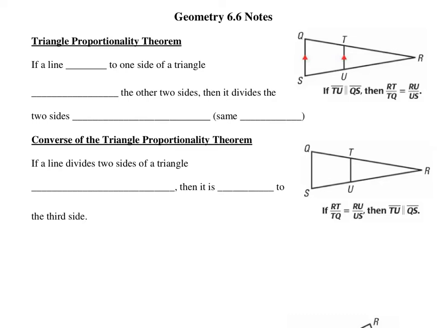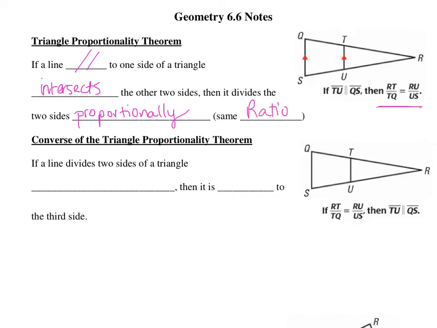In this last video for 6.6, we're going to talk about triangle proportionality theorem. So still a lot of proportions, but just different ways in how you can set up proportions with parallel lines drawn near two triangles. So for the first part, if a line parallel to one side of the triangle intersects the other two sides, then it divides the two sides proportionally. Remember, proportionally just means that it has the same ratio comparing them together.